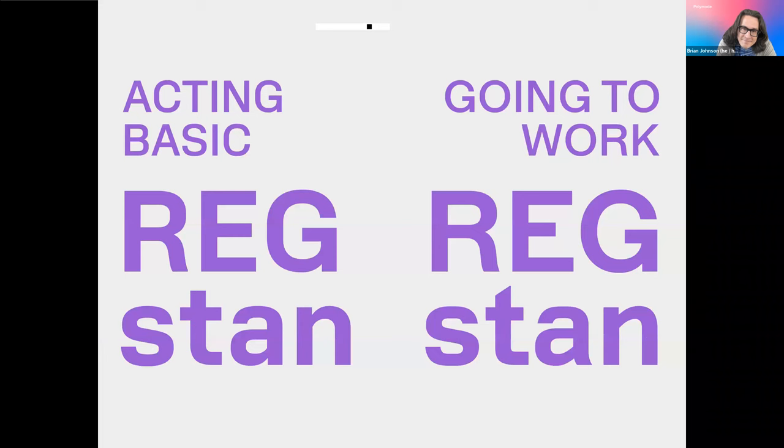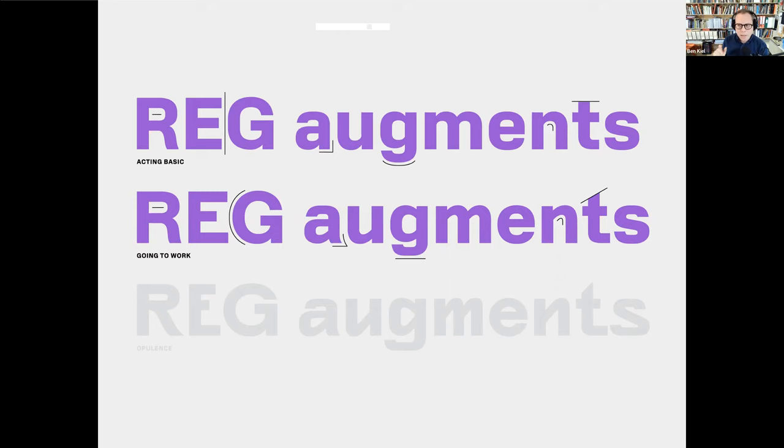So looking at the design itself, the differences between Acting Basic and Going to Work, because I think this is sort of the end of the family where a lot of the text setting happens. The idea of that very straight-laced, very angular version kind of came back into Acting Basic. Everything gets straighter, less round, more horizontal, just more plain. If you can imagine the boring version, that's Acting Basic.